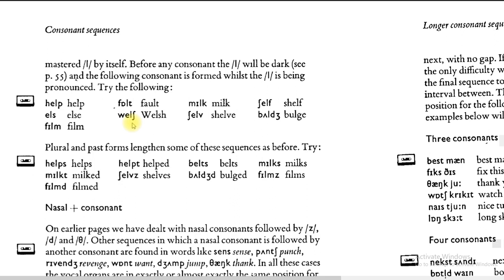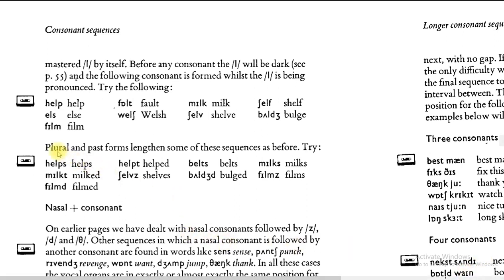Welsh. Milk. Shelf. Bulge. So you can see the number of consonants that can follow this L sound. What is crucial here to point out is that the L sound, when it is followed by a consonant, is produced as dark L.